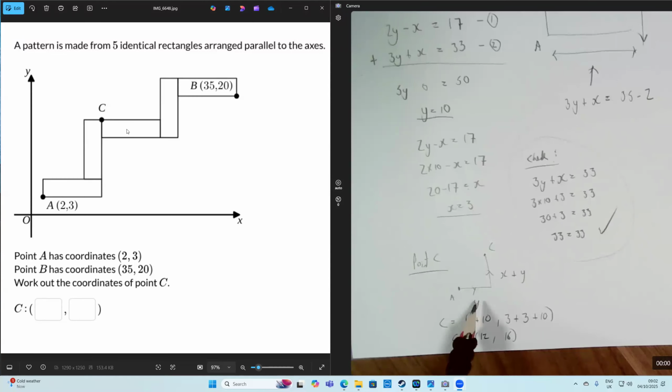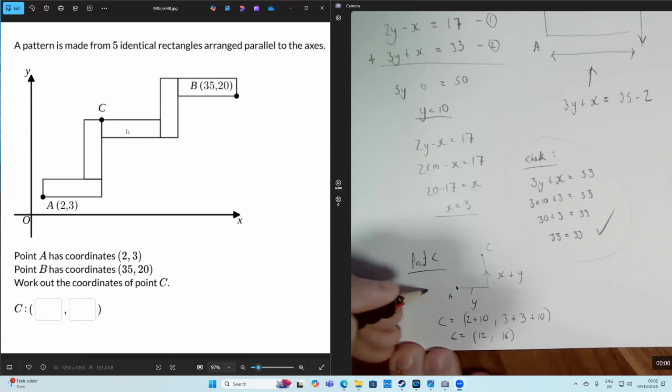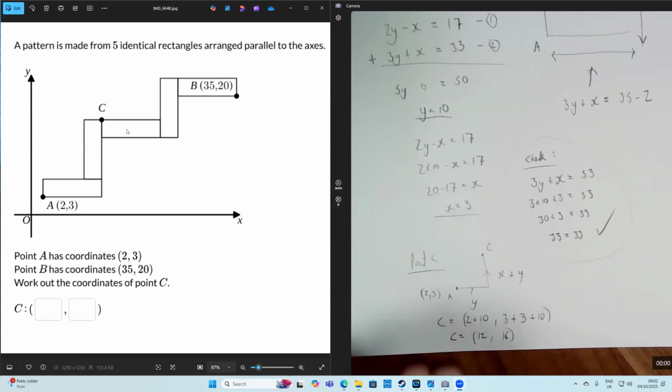Now, we know that y is 10 and that x is 3. We're starting off at the point A with an x coordinate of 2, so 2 add 10 is 12. We're starting off with a y coordinate of 3 at the point A. I should write that down, actually. So that is the coordinate 2, 3, our starting point. From there we go one lot of x, which is 3, and one lot of y, which is 10. Therefore the coordinates of the point C are 12, 16.